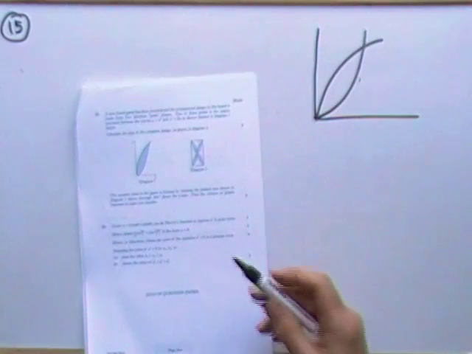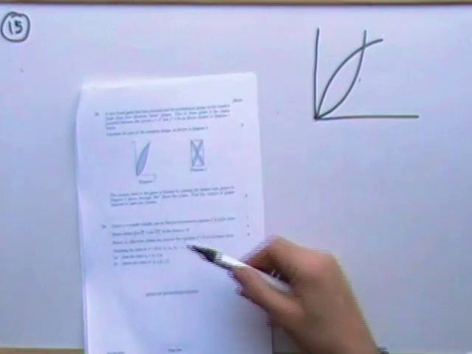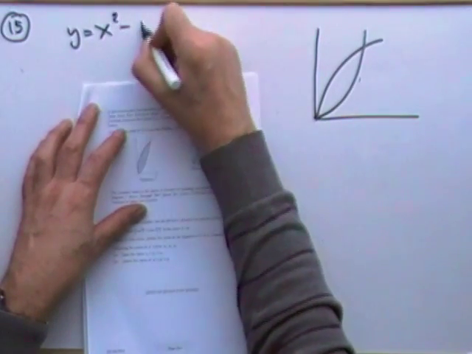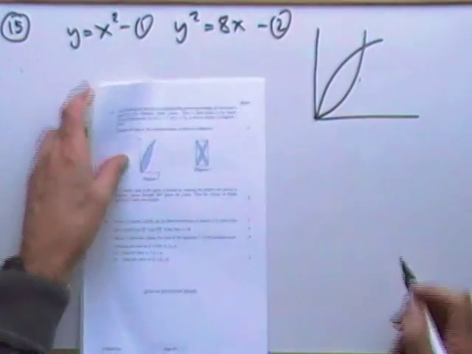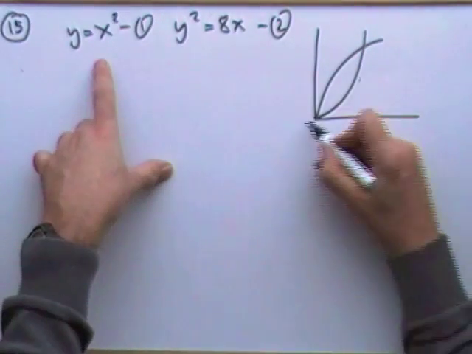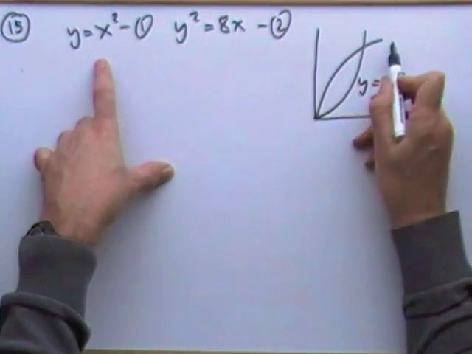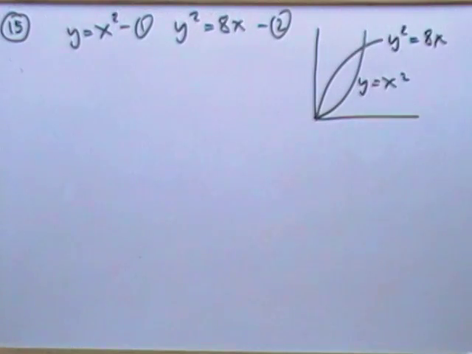Number 15, calculate the area of this petal shape, hence get the area of all 4 bits. Right, so it's just the area between 2 curves. So what were they again? You had y equals x squared, and you had y squared equals 8x. Well, y equals x squared, that's the standard parabola, so that'll be the lower curve. The one that curves the opposite way is y squared equals 8x, like y equals the square root.